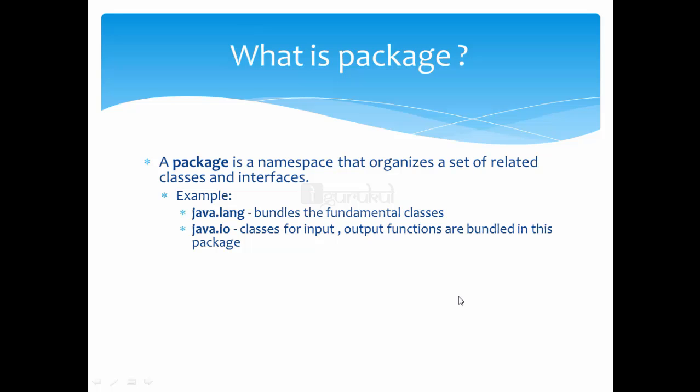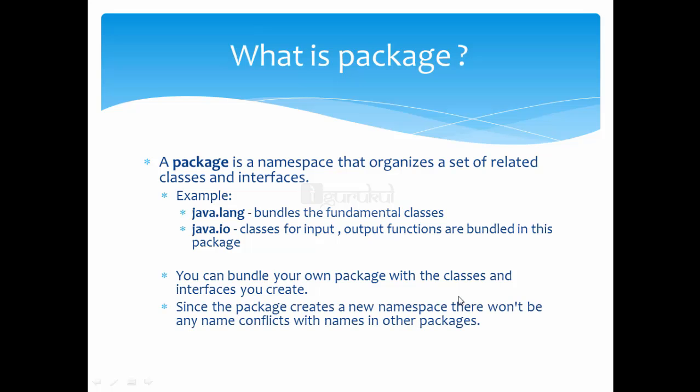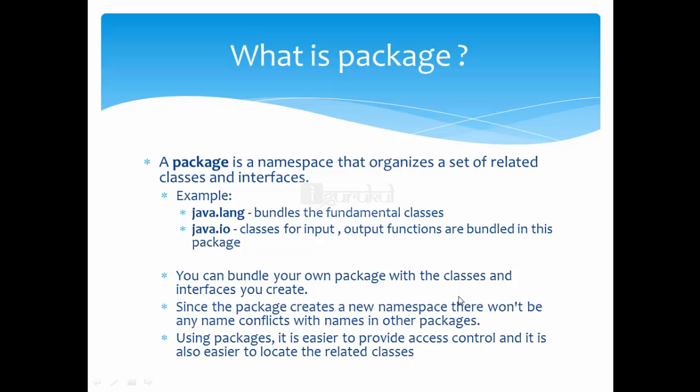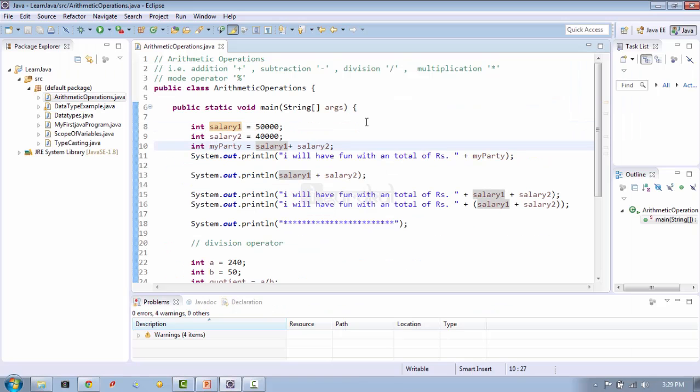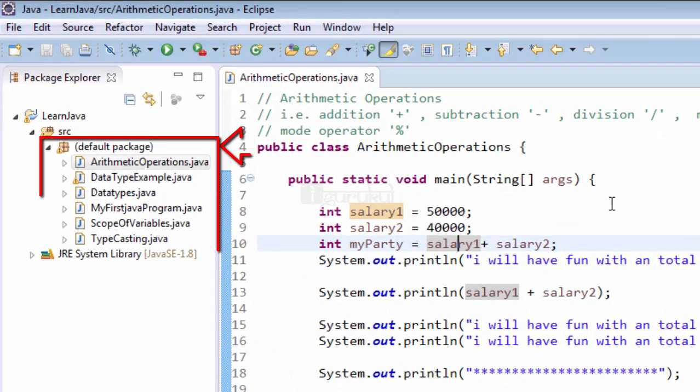Another package is java.io, which contains the classes for input and output functions. You can bundle your own package with the classes and interfaces you create. So how can you bundle the classes? Let me tell you the same with a practical example. As you can see in our package explorer, while we were creating different files, all the files were by default getting stored in a default package.